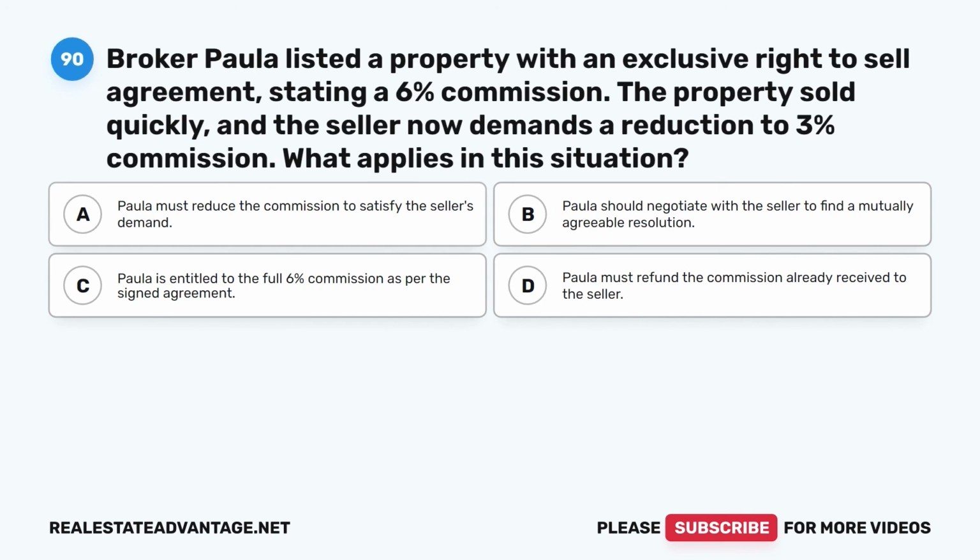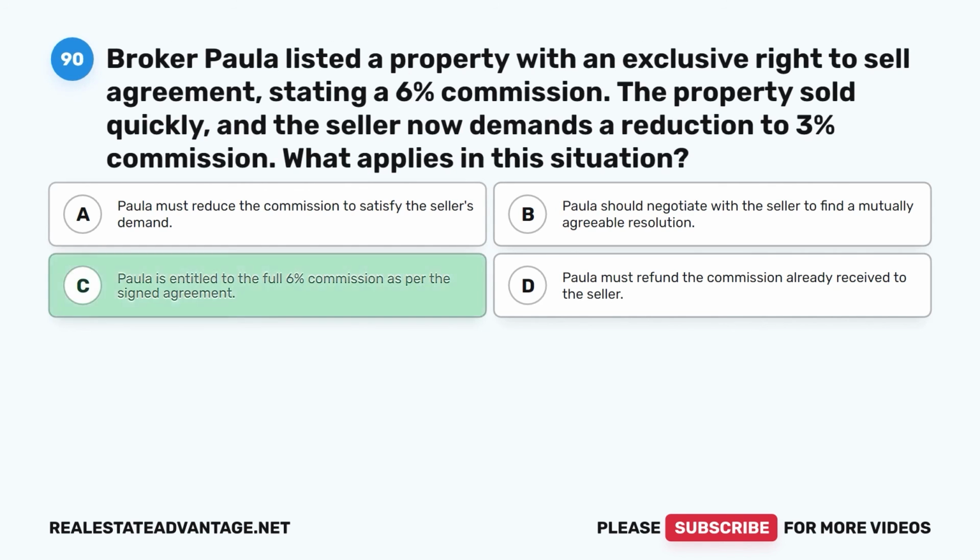Question 90. Broker Paula listed a property with an exclusive right to sell agreement, stating a 6% commission. The property sold quickly, and the seller now demands a reduction to 3% commission. What applies in this situation? A. Paula must reduce the commission to satisfy the seller's demand. B. Paula should negotiate with the seller to find a mutually agreeable resolution. C. Paula is entitled to the full 6% commission as per the signed agreement. D. Paula must refund the commission already received to the seller.